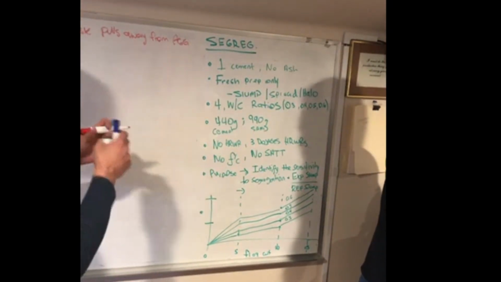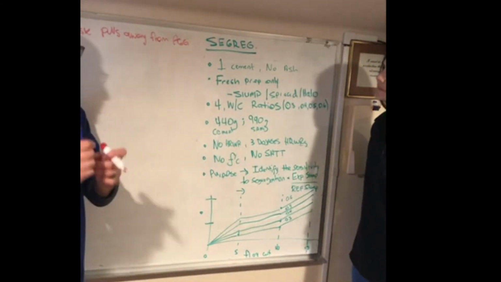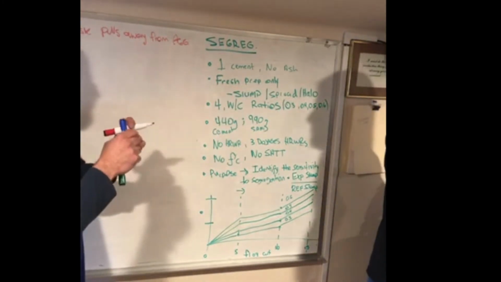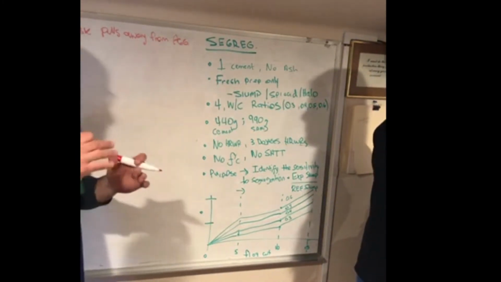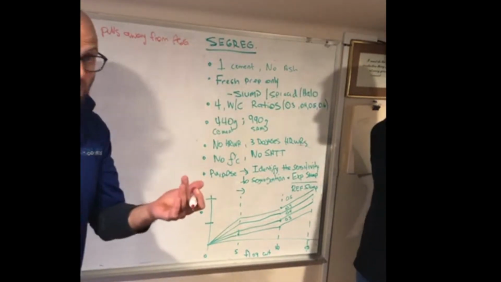So the definition is paste pulls away from aggregate. And why do we care about that? Because the question was, when does segregation happen? And it's not a singular mix. It's based on water cementitious ratio and your dosage of high-range water reducer. And that's what we're going to do.